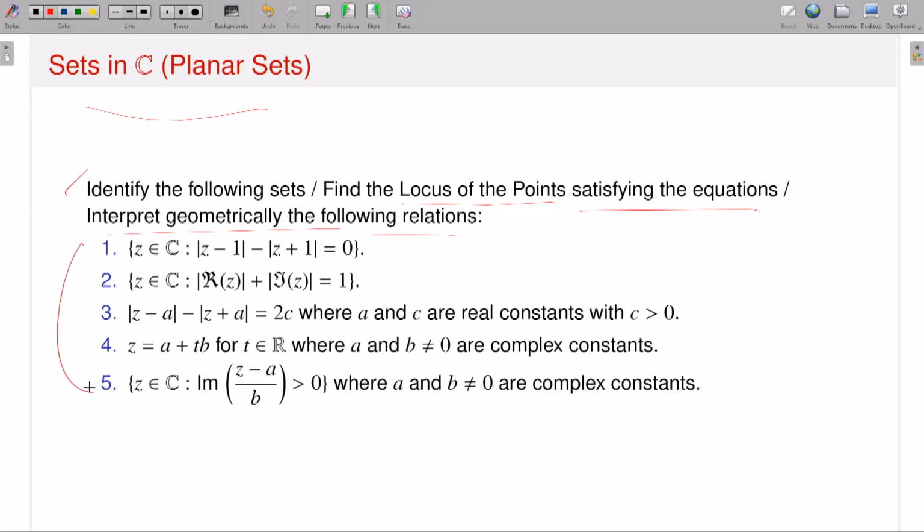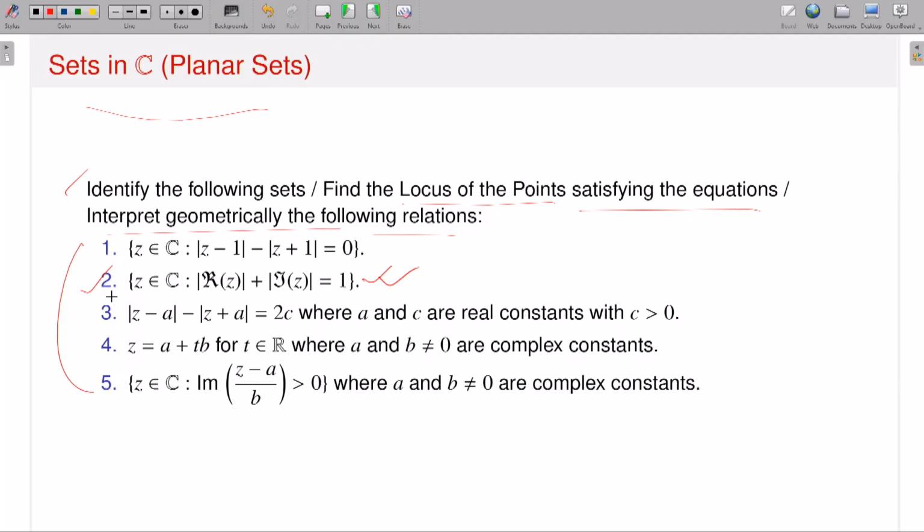It's very easy. For example, number 2 says, can you please draw geometrically what that set is in the complex plane? The set is the collection of all those complex numbers such that the absolute value of the real part of z plus the absolute value of the imaginary part of z is equal to 1. What does it give geometrically in the complex plane? You can play with this kind of questions.